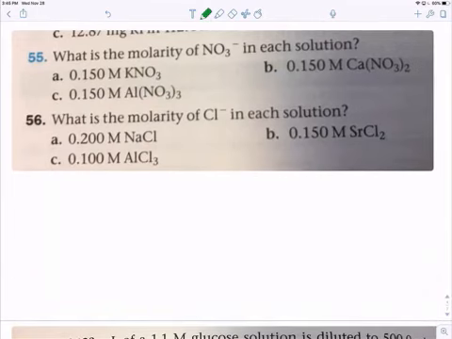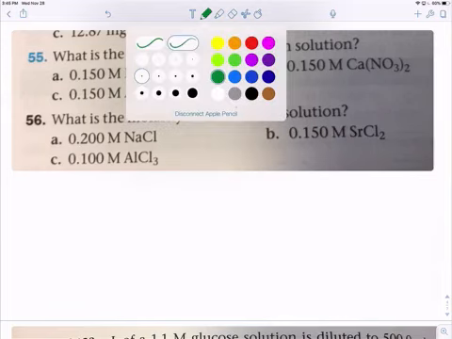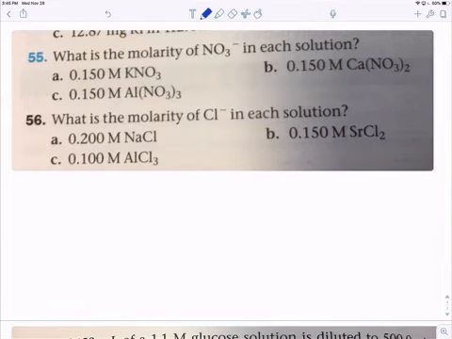Okay. I had a question like this on my lab, and there's a question like this on the final, so I'm going to go over it in a little bit more detail, because a lot of students got it wrong in the lab. So the molarity of nitrate in each solution. The first one, there are two ways you can do this. You can do it the formal way. So I'll write out the formal way.